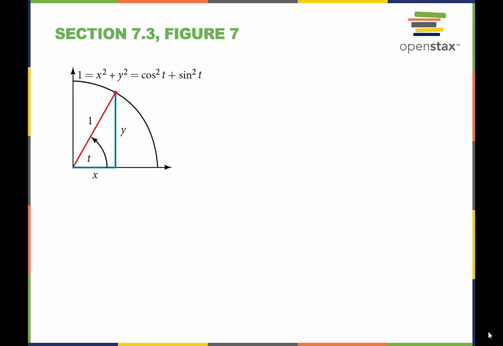Now that we can define sine and cosine, we will learn how they relate to each other and how they relate to the unit circle. Recall that the equation for the unit circle is x squared plus y squared is equal to 1.